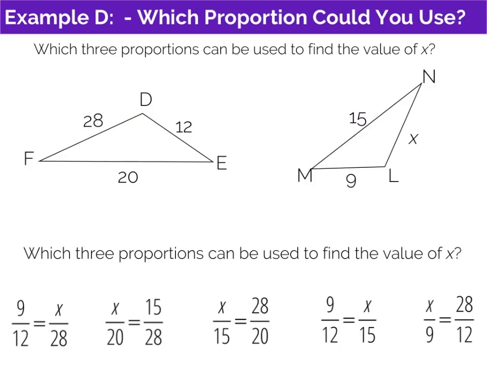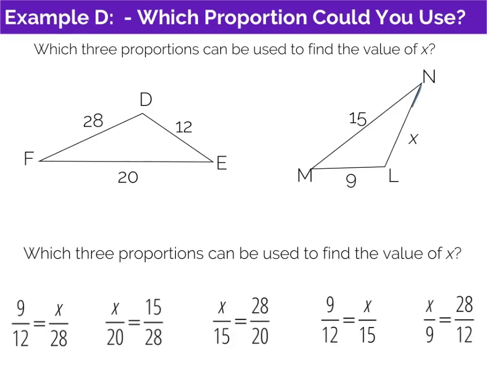So here we are at example D, and it says which three proportions can be used to find the value of x. So the best way to do this is to make sure that you're going to label each side specifically and then match them up to see if we've got proportions down at the bottom. So I'm going to use colors. If you don't have colors, you could use shapes, but colors always make things a little more fun.